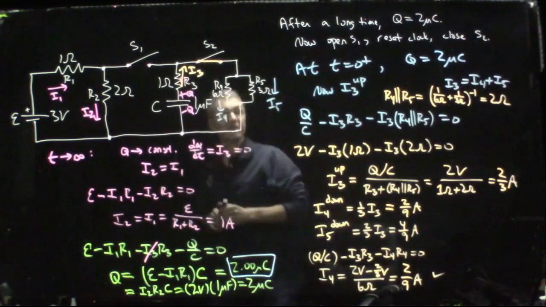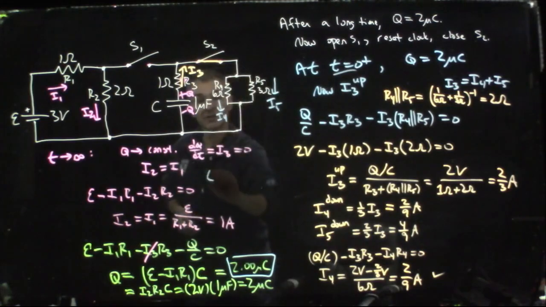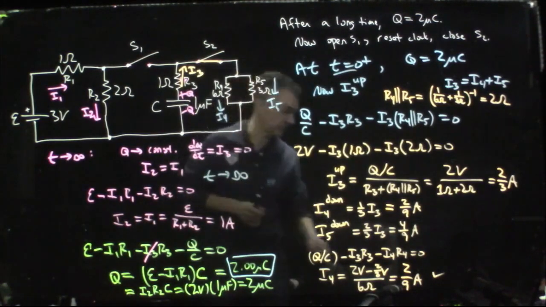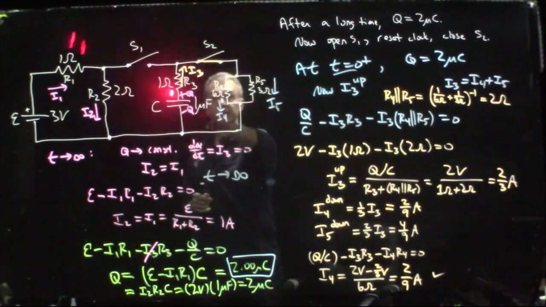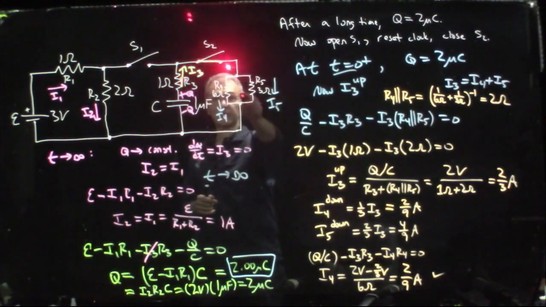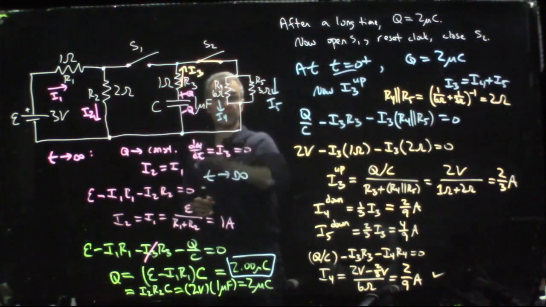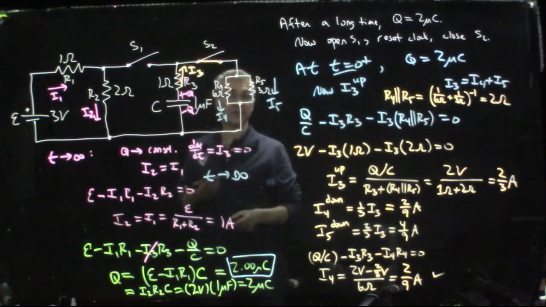The next part of the question says, what happens as t goes to infinity? So a very long time after we close this switch, well, I think you can imagine, all of this charge has run out through this resistor and then this parallel combination. So this charge now becomes 0, and then it becomes constant at 0. So Q is 0, I3 is 0, I4 is 0, I5 is 0. So after a very long time, all of these currents are 0.